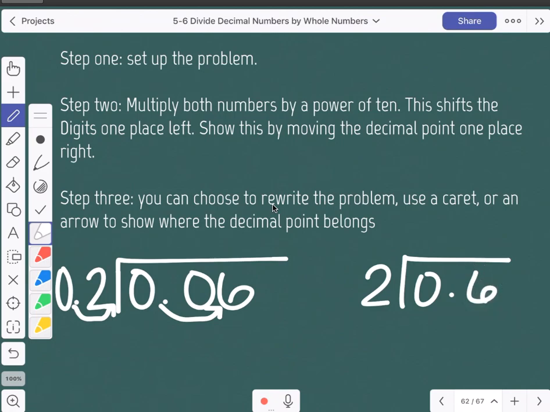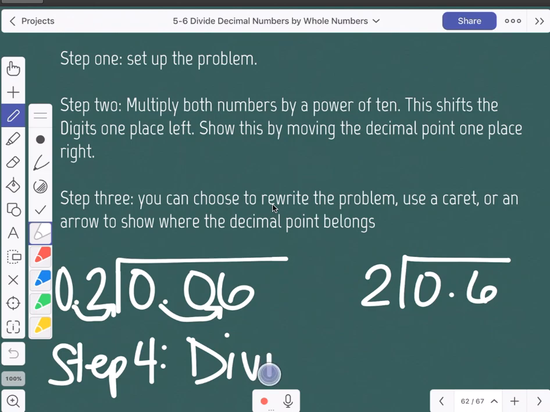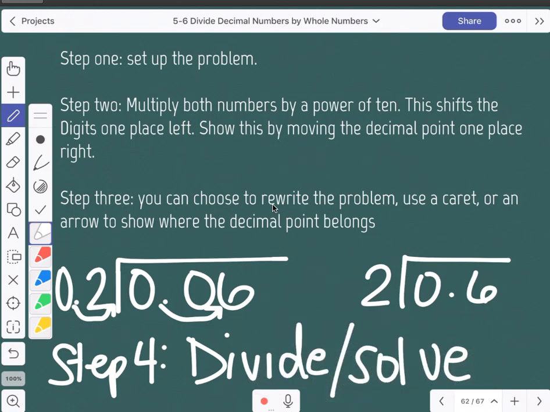Okay? You can choose to rewrite the problem, use a caret or an arrow to show where the decimal belongs. And then step 4, which I inadvertently never put on this thing, here it is. Step 4, divide or solve. So that was step 4. So pause now. Write down the steps.